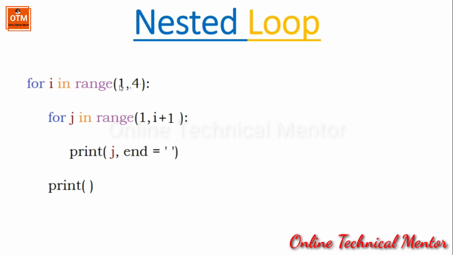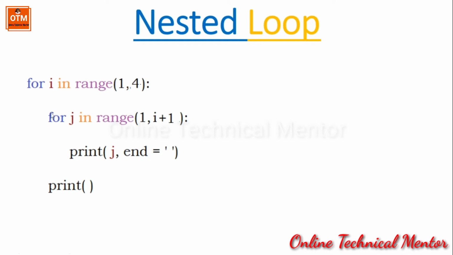Now within this for i loop, look, there is another for loop. So this is the for j loop, and it starts from 1 and ends up to i plus 1. Within this for j loop, a single statement is written, print(j), that means j will be printed, and after that end equal to single quote open close. This end equal to single quote open close is used to cause printing on the same line.